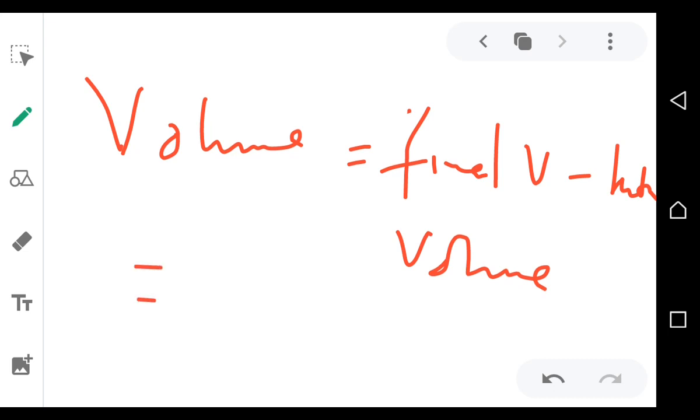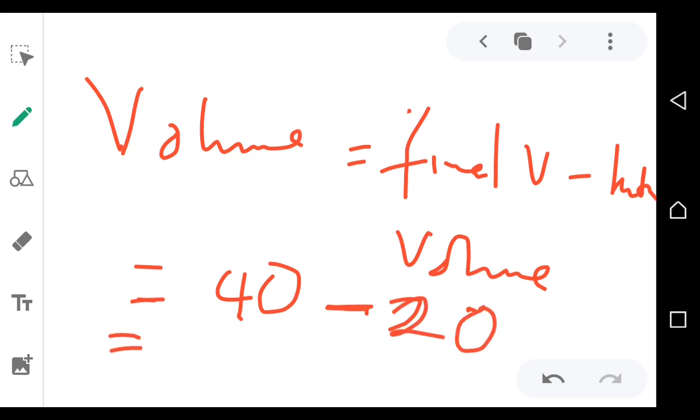So what's the final volume? The final volume is 40, the water level reached 40. The initial volume before the stone was put in was 20. So the volume of the stone is 20 cubic centimeters.